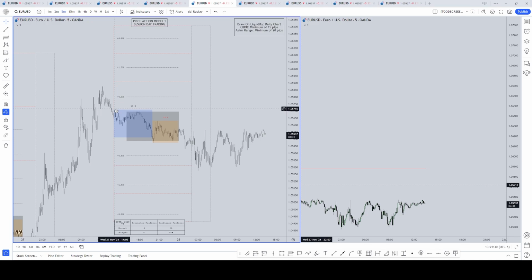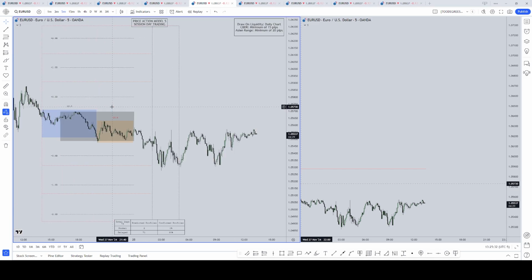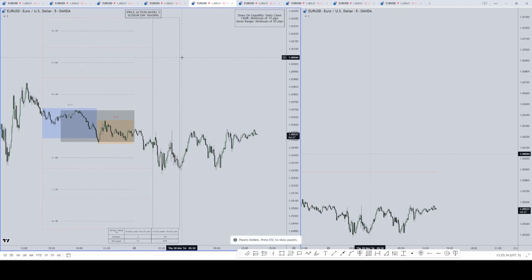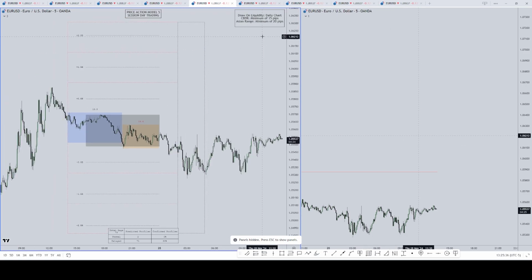Dreaming about order blocks. So, price action model 5, as I said, is one of my favorites. We use the CBDR, the central bank's dealers range, we use the Asian range, and we use the flout. And there's a little checklist that determines which one you use in which situation.